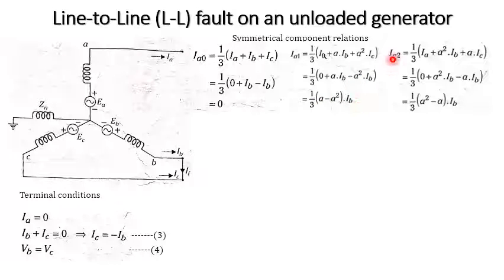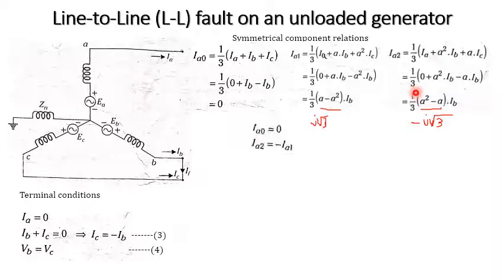Similarly, what is Ia2? Ia2 is 1 by 3 times Ia plus a squared Ib plus a into Ic. Again substituting the Ic value, minus Ib, you'll get a squared minus a. From these two equations, we know that a minus a squared is j root 3, and a squared minus a is minus j root 3, because we already know that.